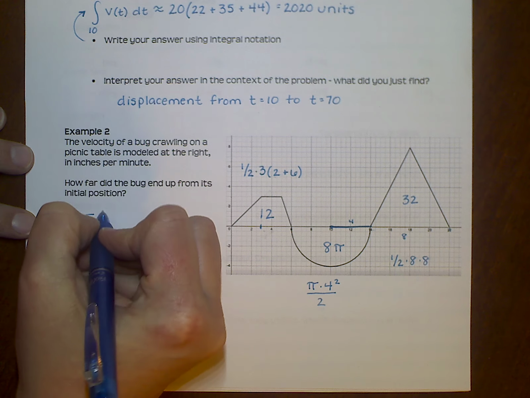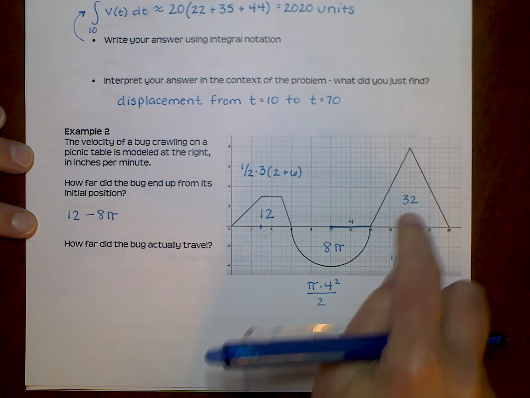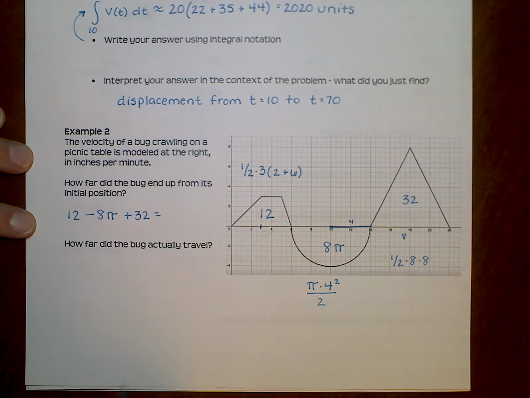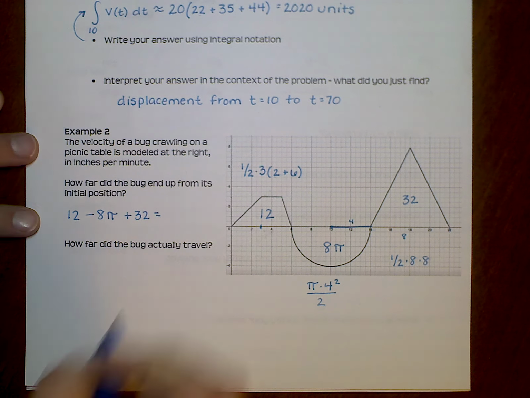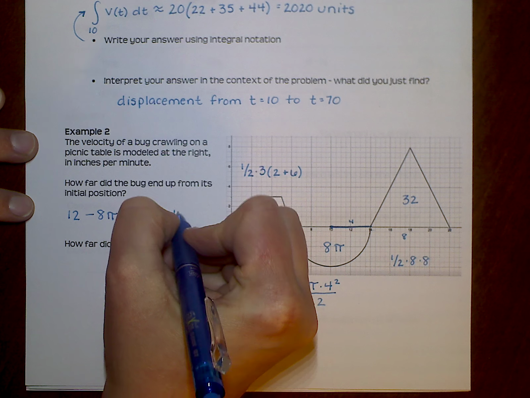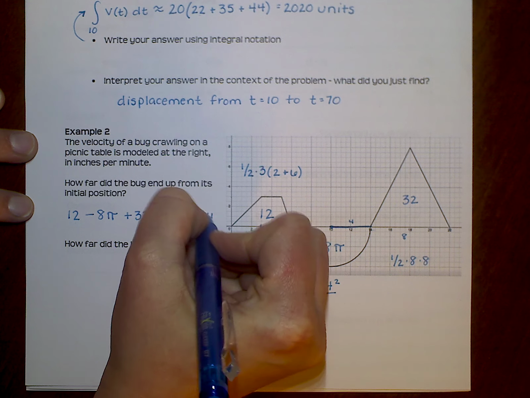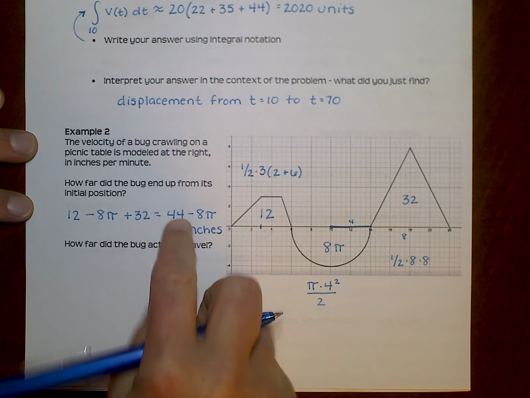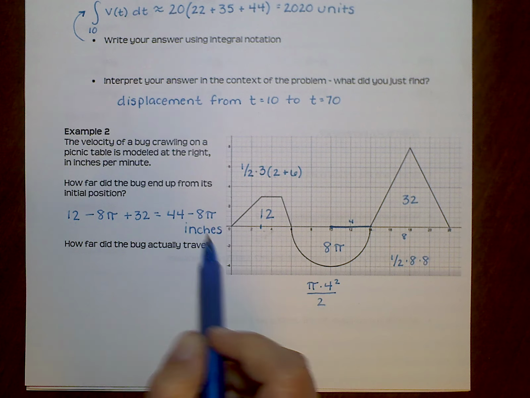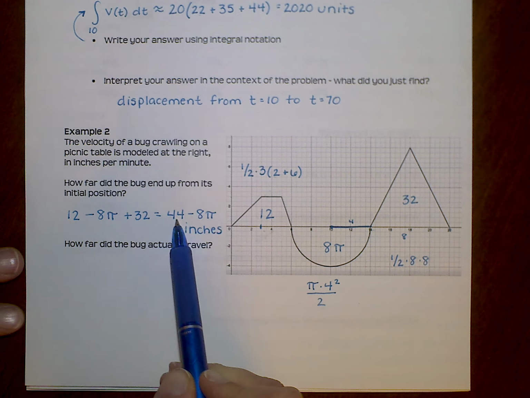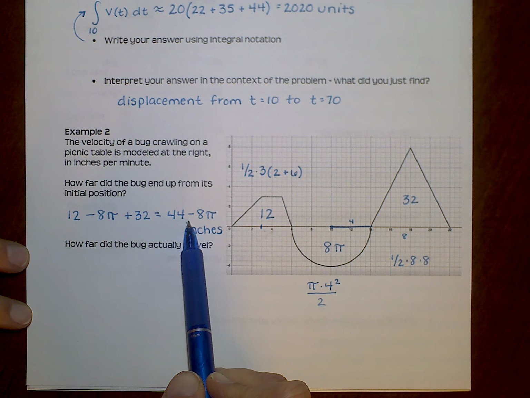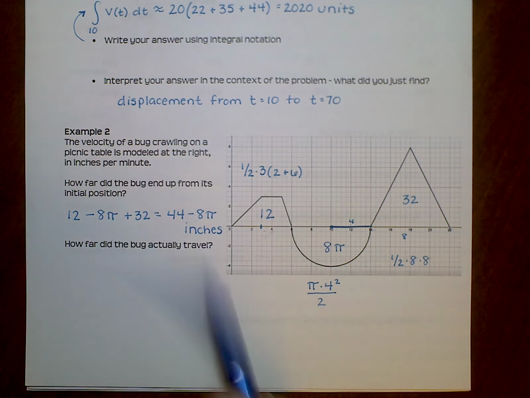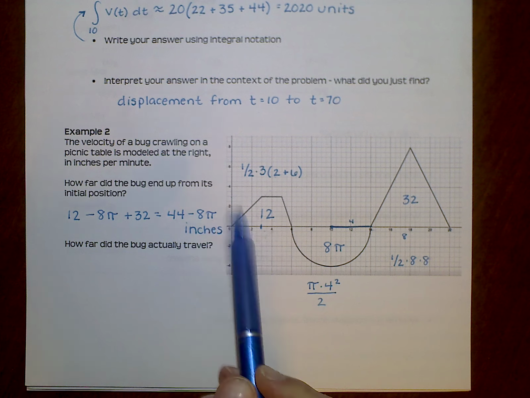So I'm going to subtract 8 pi. And then here I'm moving back to the right again. So I'm going to add another 32. And so I would put this all together just by combining the 32 and the 12. And so I'm going to say 44 minus 8 pi, and then it would be inches. And since this will end up being a positive answer, this tells me that my initial position shifted to the right, okay, because this does come out to be positive. So from time 0 to 22 minutes, the bug moved this far to the right, from the beginning position to end position.